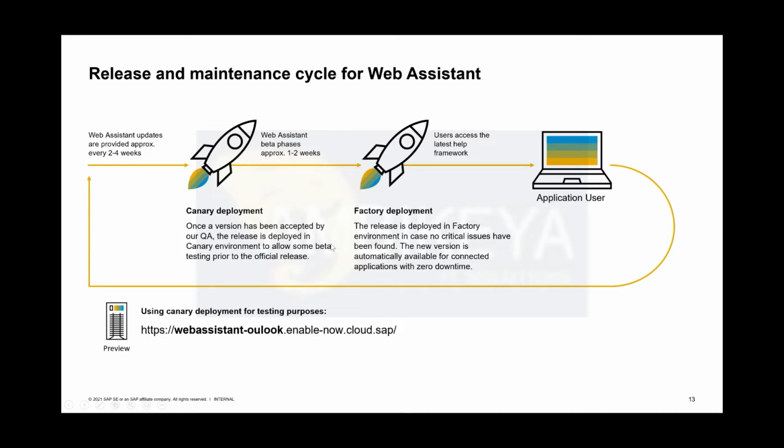However, that's probably a question mark in your heads. How do we get access to the canary? The canary release, so the current beta release, is coming from the same server basically, but using another URL prefix. The only thing that you would have to do is change webassistant.enable-now.cloud.sap to webassistant-outlook.enable-now.cloud.sap.